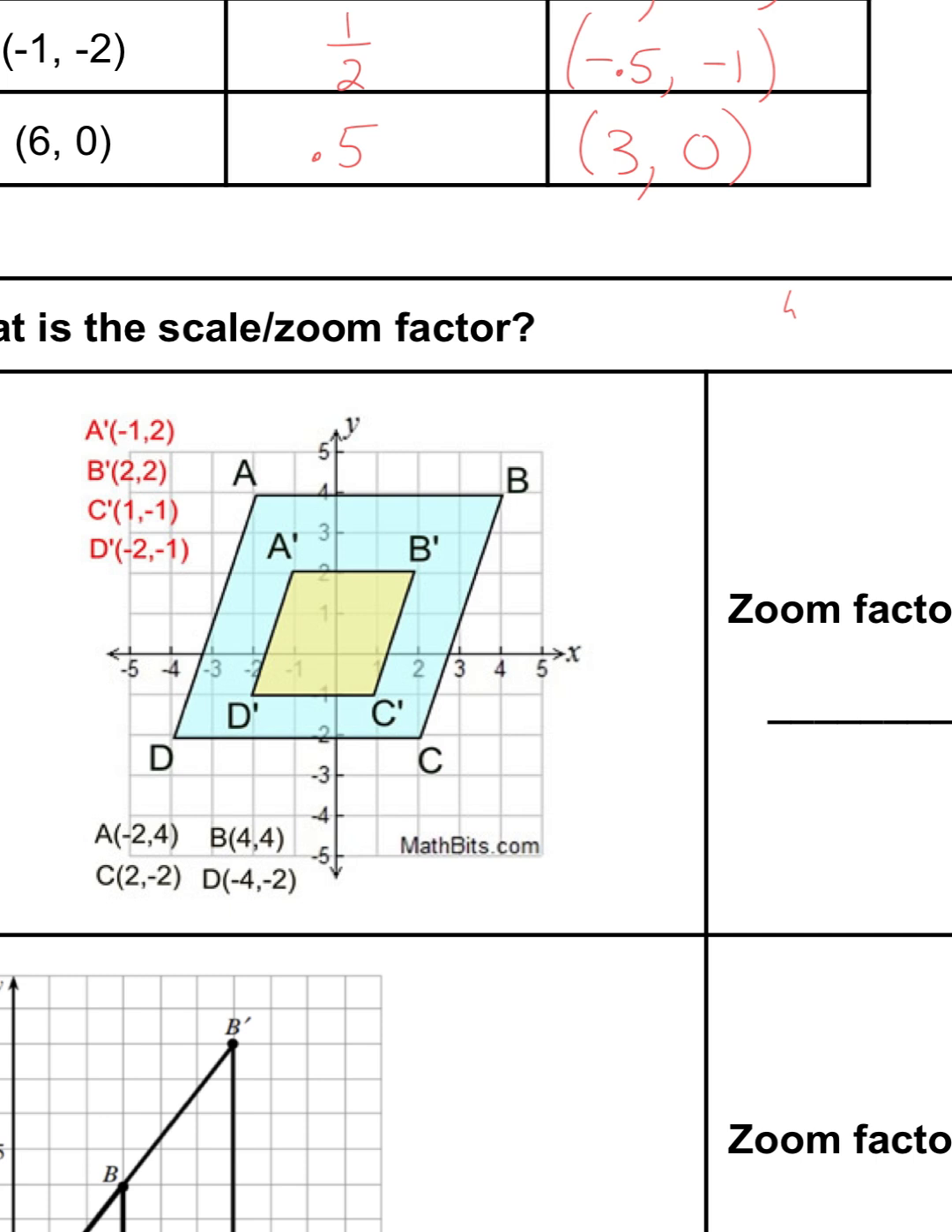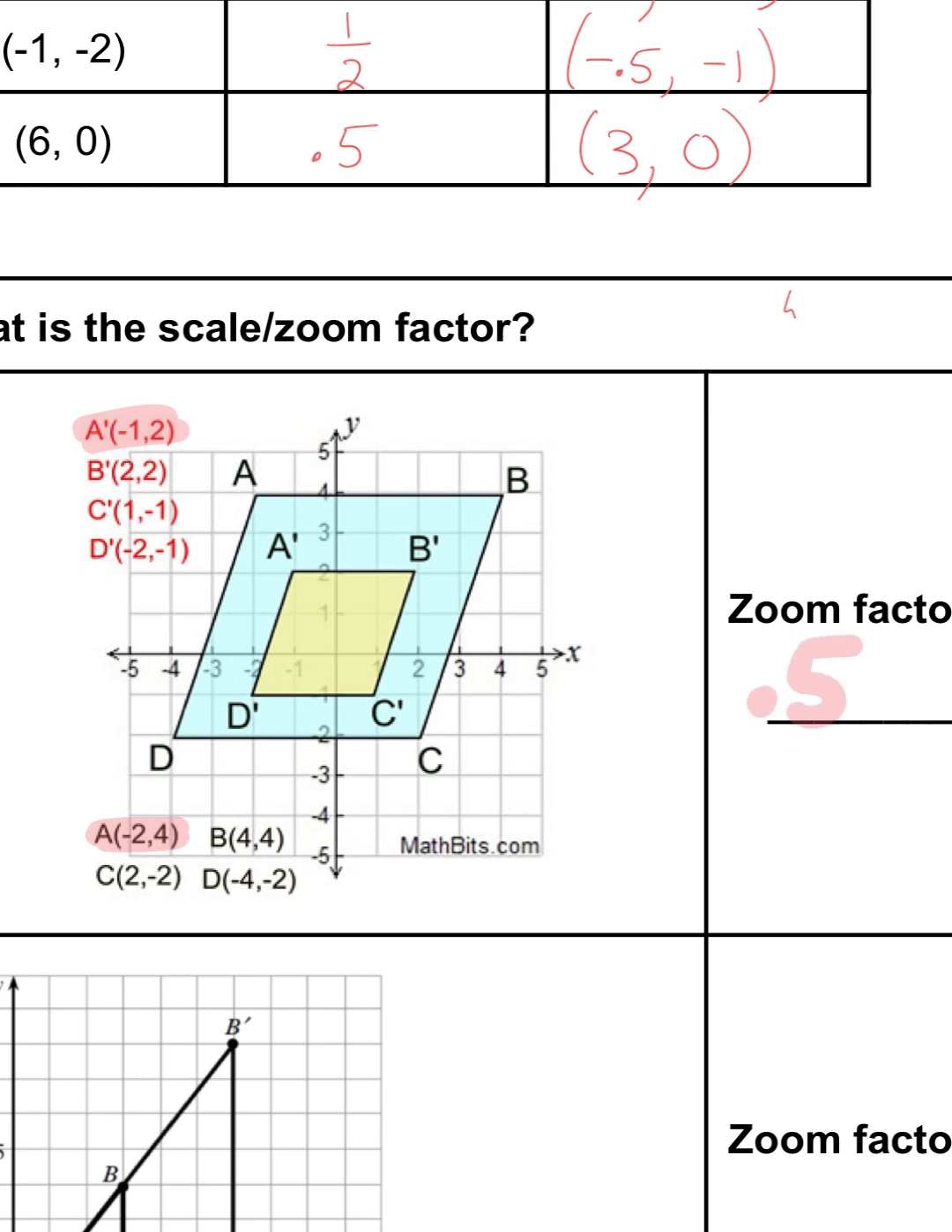So let's look at our point. I'm going to focus on, let's look at point A. Our original point is negative 2, 4, and our new dilated point is negative 1, 2. How do we get from negative 2 to negative 1? How do we get from 4 to 2? It looks like our scale factor is 0.5.